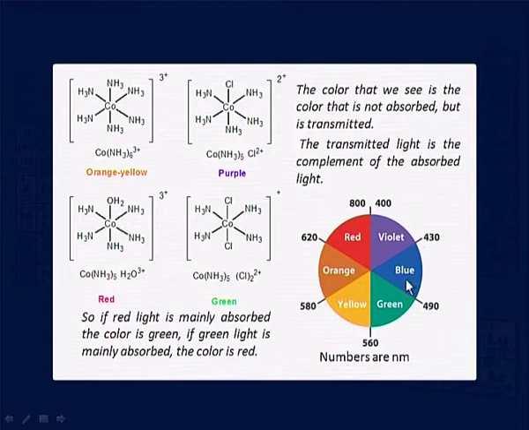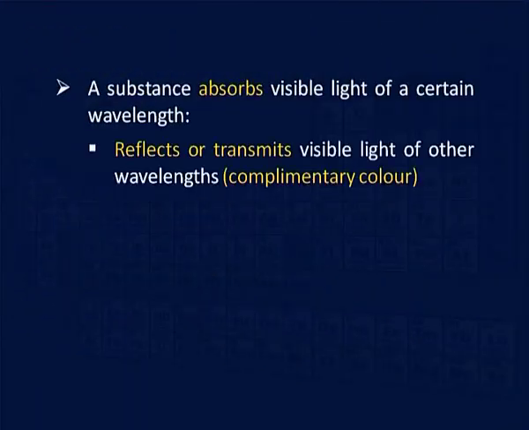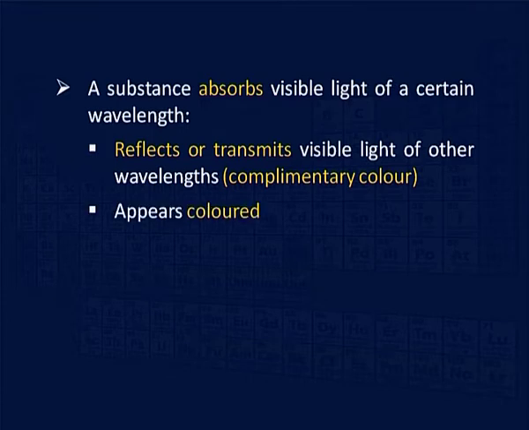Again, the answer lies in this artist wheel, wherein we have the relation between the absorbed light and the observed light. A substance absorbs visible light of a certain wavelength. As I said, it reflects or transmits visible light of other wavelength, that is, its complementary color, and therefore, it will be the appeared color.